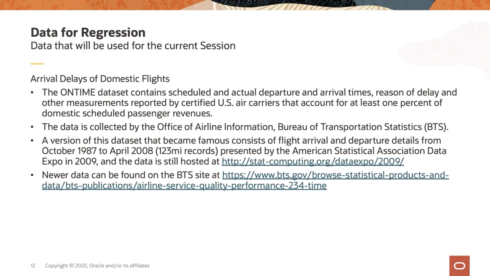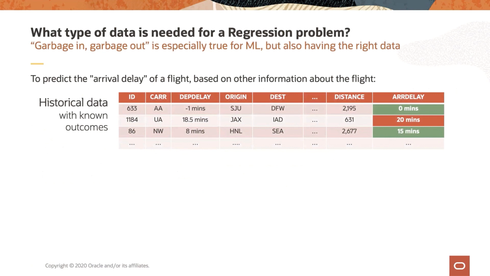So how do we go about evaluating arrival delays on domestic flights? We saw this before with classification. What we're looking at now is the arrival delay on the right, in minutes. If my flight arrived on time, I get 0 minutes. My flight was delayed 20 minutes, my flight was delayed 15 minutes. And then in the other variables, you might see the carrier, the departure delay, the origin of the flight and the destination.